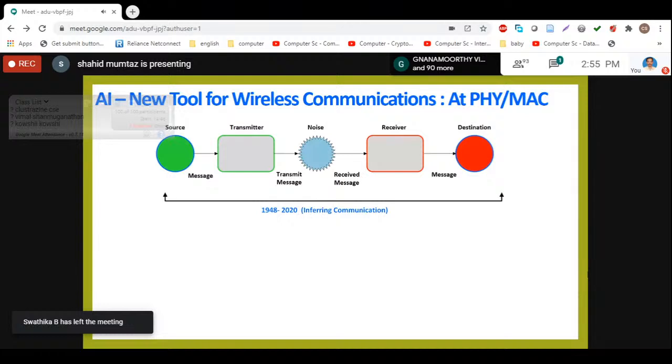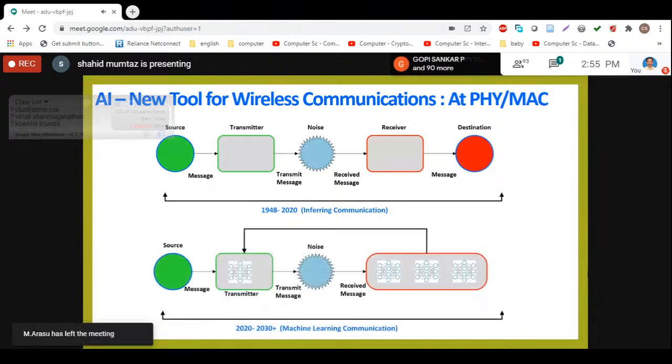We applied different algorithmic methods on these blocks and did a lot of innovation till 2020. But now people have already started working on machine learning, and what happens in this model: we have transmitter, receiver, and feedback, so we don't have any destination. Our destination feeds back to the transmitter, and the transmitter learns from the environment and can make your system smarter. This is a smarter and faster way, and there are many ways, like supervised and unsupervised.